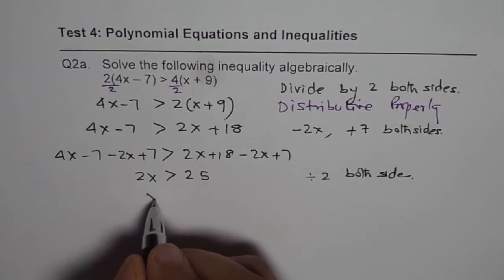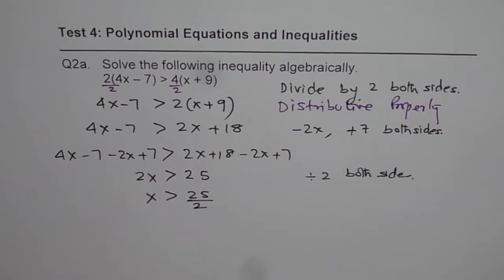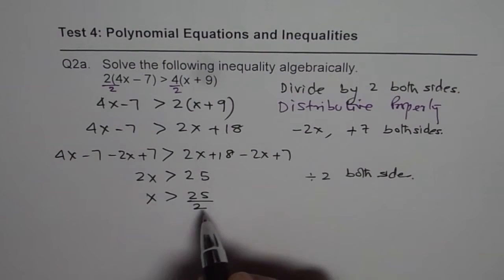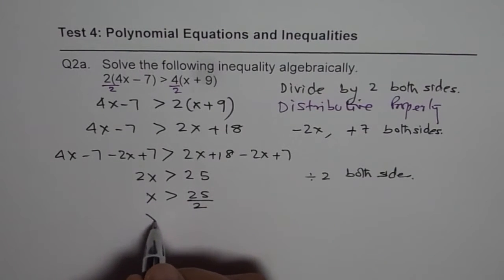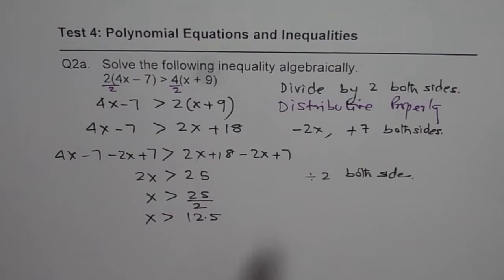So when you divide by 2, you get x greater than 25 divided by 2. So that becomes your answer for this particular case, right? You can always write it in decimals, and then that is to say x is greater than 12.5. So we have solved, and that is our answer.